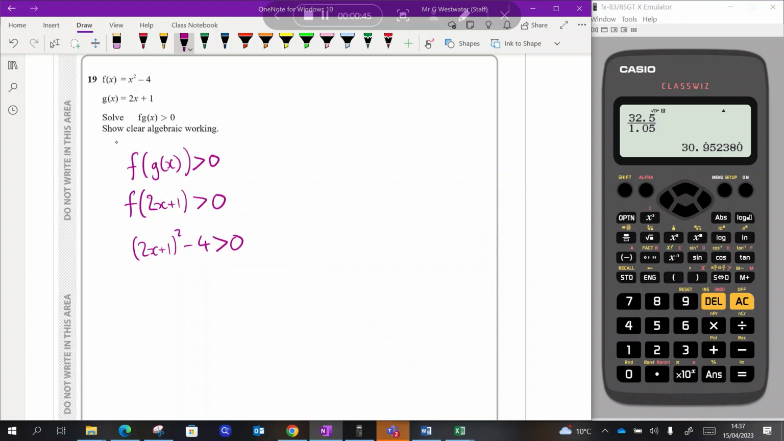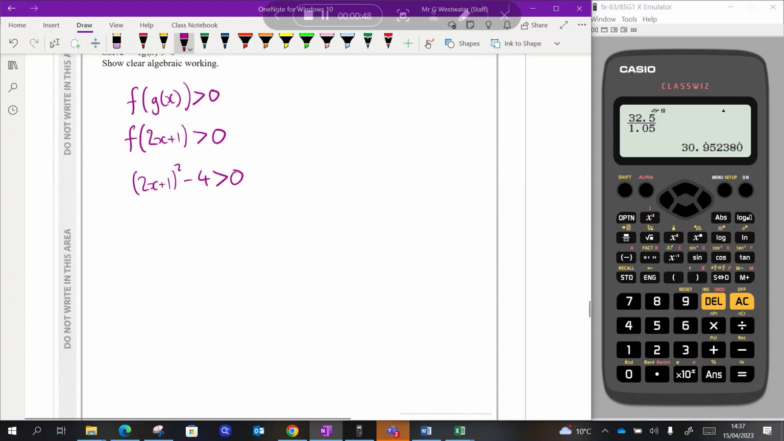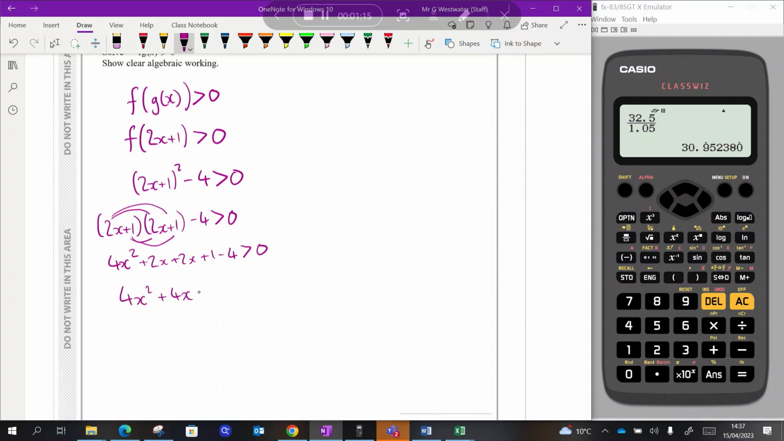Okay, so it says show clear algebraic working. So I'm going to now expand this as two double brackets. So 2x plus 1, 2x plus 1 minus 4 greater than 0 to give us 4x squared, plus 2x plus 2x plus 1 minus 4 is greater than 0, and therefore 4x squared plus 4x minus 3 is greater than 0.